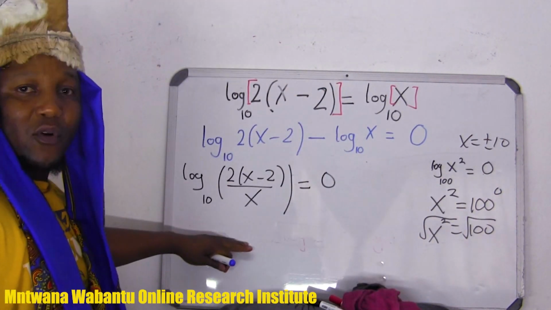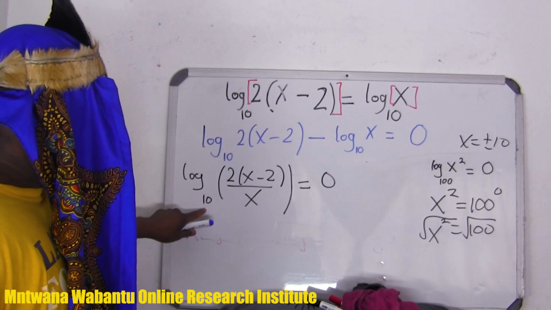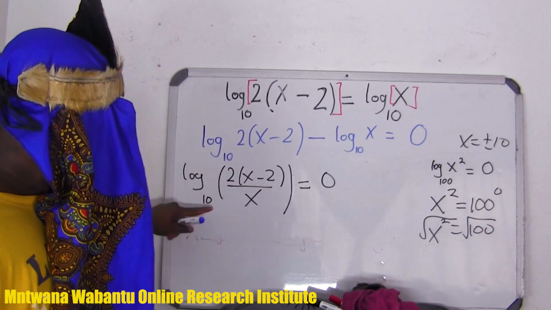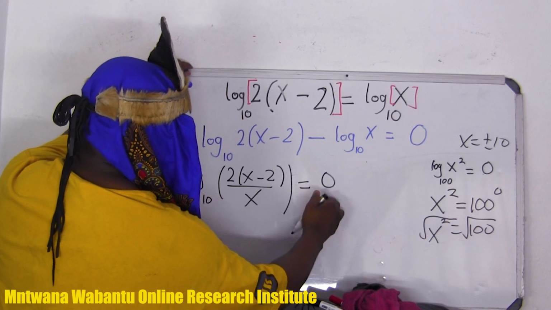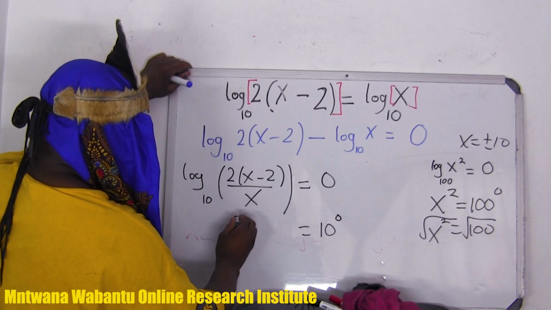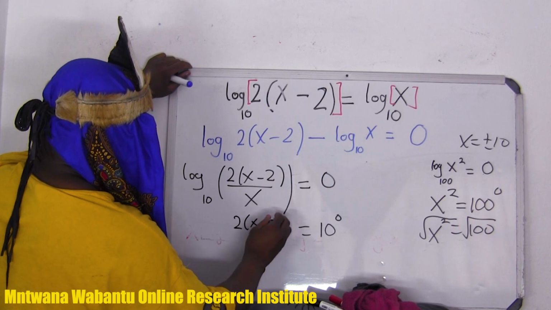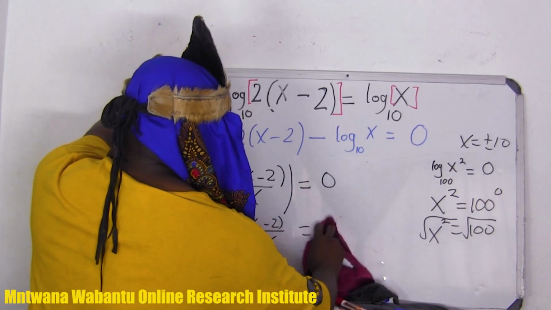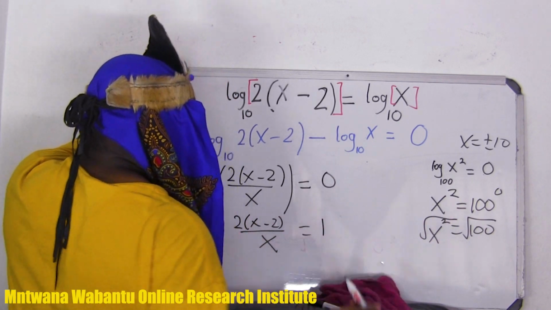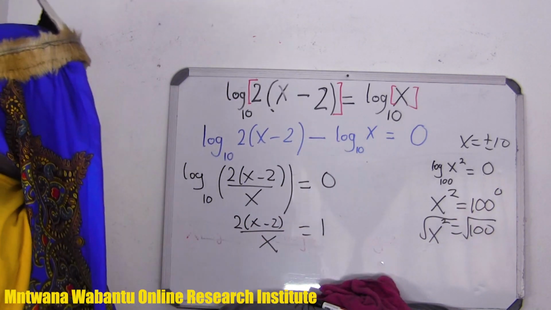So I'm going to use the same approach here because I have a log on one side, I have a base, and then I have whatever I have. So I'm going to push this 10 on the right hand side. It's going to become 10 power 0, and then on the left hand side it's going to be (2x minus 2) over x. But any number power 0 equal to 1. So this is going to be equal to 1. You can plug in the calculator, you're going to see. According to the law of exponents.